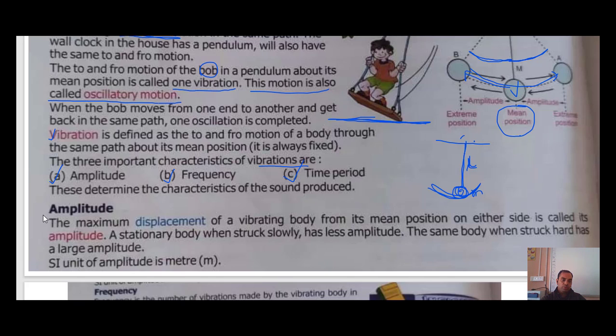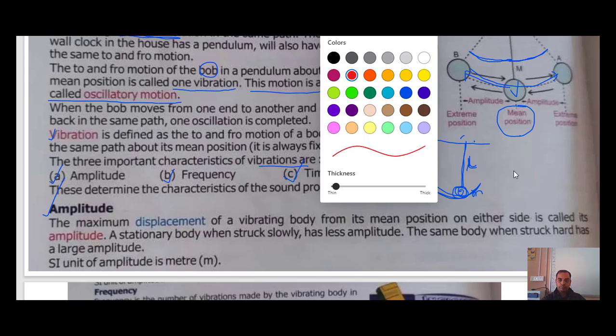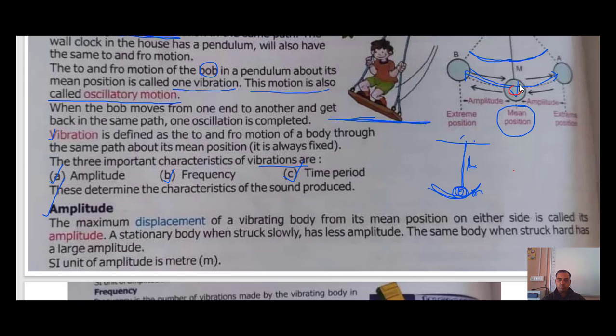So let us talk about amplitude first. The maximum displacement of a vibrating body from its mean position on either side is called its amplitude. Here you can see this is the mean position. From here it is moving till this distance. This is called amplitude, from mean to extreme. These two positions A and B are known as extreme positions. This center one is the mean position. So this distance is amplitude, mean to extreme. This distance is also called amplitude.